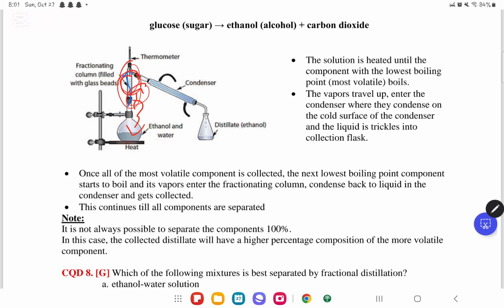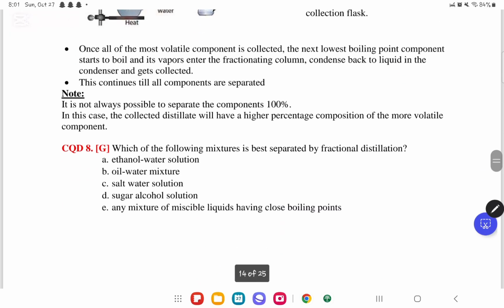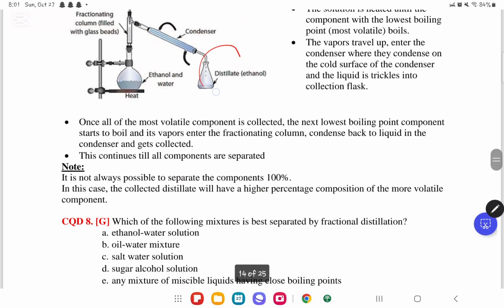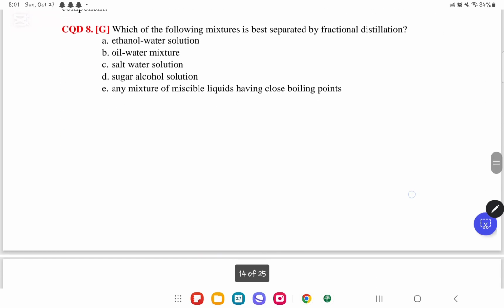Whereas the ethanol cannot be condensed anymore, so it will go through the condenser and form a distillate of ethanol. So they told us it's not able to separate them 100%, sure, but you will have a higher percentage. In the collected distillate, you will have a higher composition of the more volatile component. So in this one over here, you will have ethanol and water, but you will have a higher concentration of ethanol because it's the distillate.